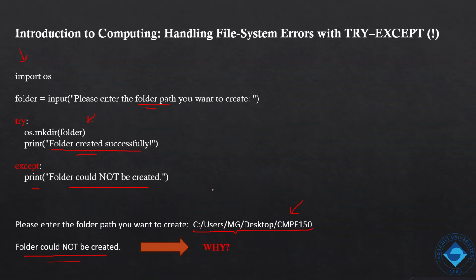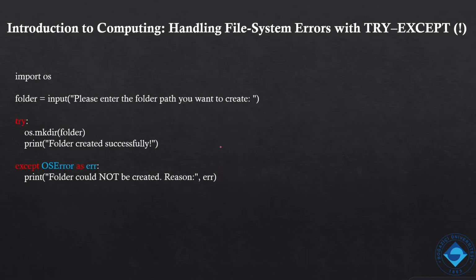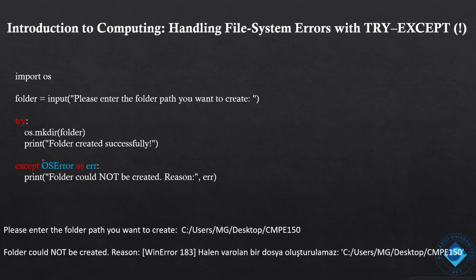But if you want to show the real reason why it didn't get created, we should give a more specific explanation here. So to be able to do it, we are using these concepts. Our error was an operating system error. Then you should write here "as" and a value name. In that case, it's going to show the exact reason.